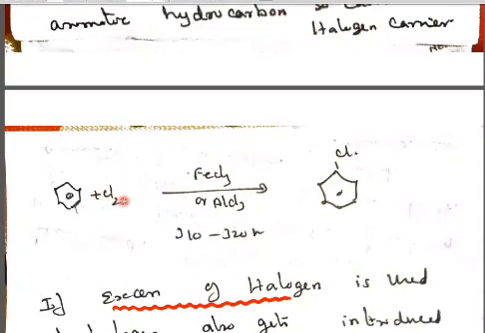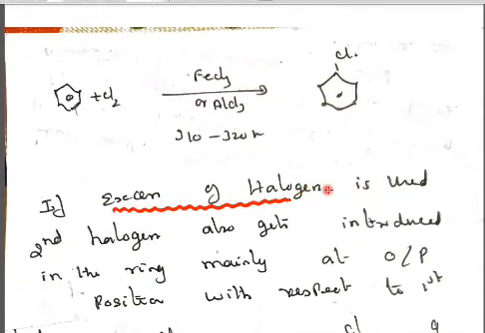Now an example with chlorine. Ferric chloride or aluminum chloride is the halogen carrier, and the temperature is 310 to 320 Kelvin. Cl2 will give Cl minus and Cl plus. So Cl minus combines with one H and gives HCl, and instead of hydrogen, chlorine will be substituted, giving chlorobenzene. In a limited amount of halogen, only one halogen is introduced, giving chlorobenzene.